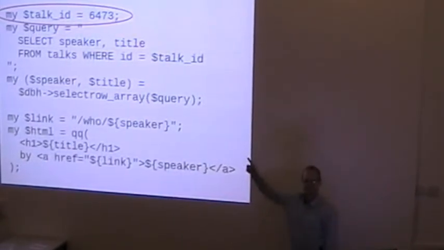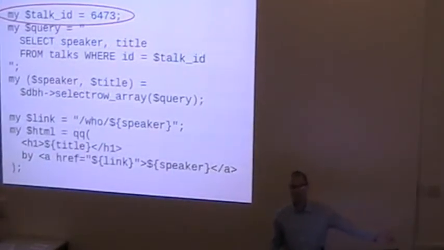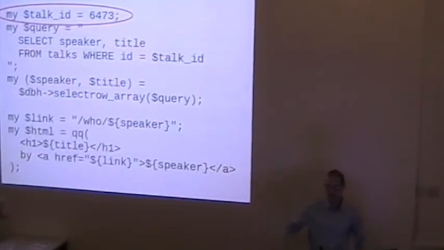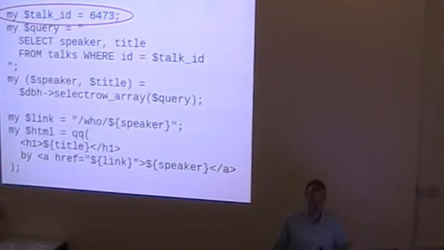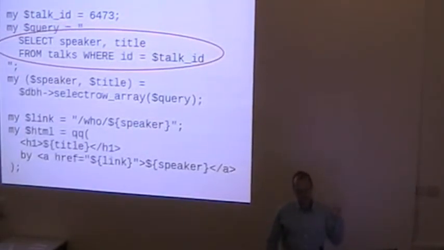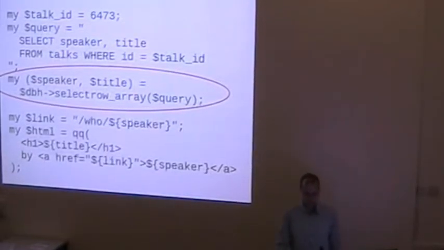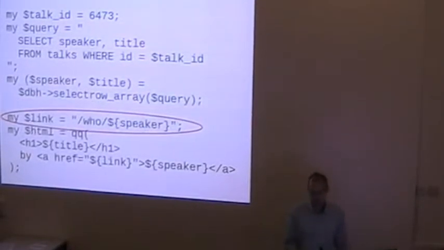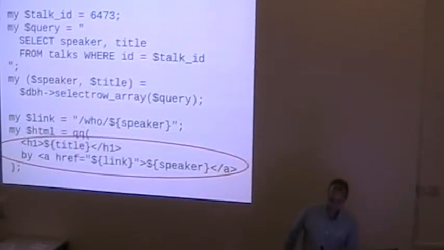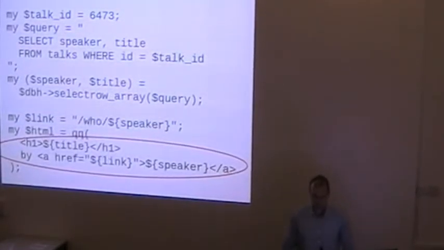We have an ID hard coded here, but I want you to imagine maybe we're getting this from a web request or something else in the world that's untrusted. Could be absolutely anything. Then we run an SQL query to get some details about this talk. We're going to pull back the speaker and the title. We'll run some Perl code to populate those variables, build up a URL for more information about the speaker, and then finally we'll generate some HTML that includes those 3 pieces of information: the speaker and the title from the database, and the link that we built ourselves.